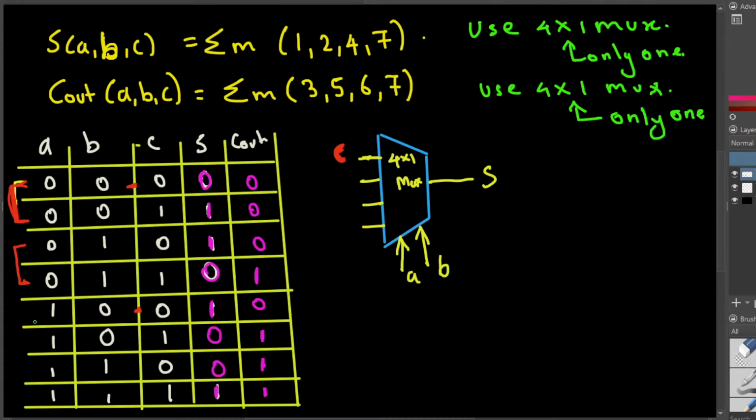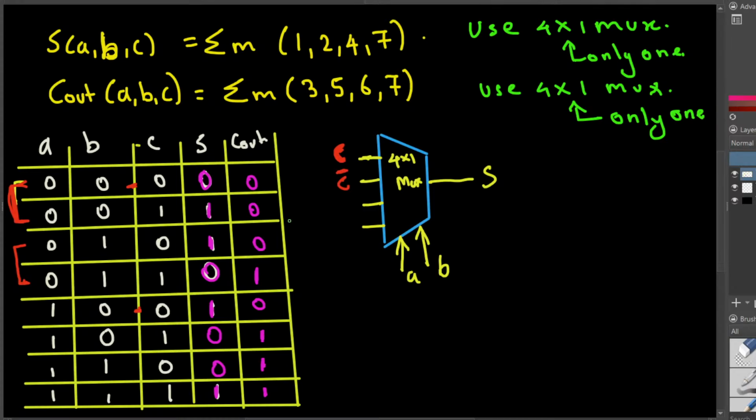Now let's look at this one. Okay, I didn't put this one yet. So when A and B are 0, 1, what is happening to the C? When C is 0, S is 1. When C is 1, S is 0. So this is an opposite relationship. So this is C naught.